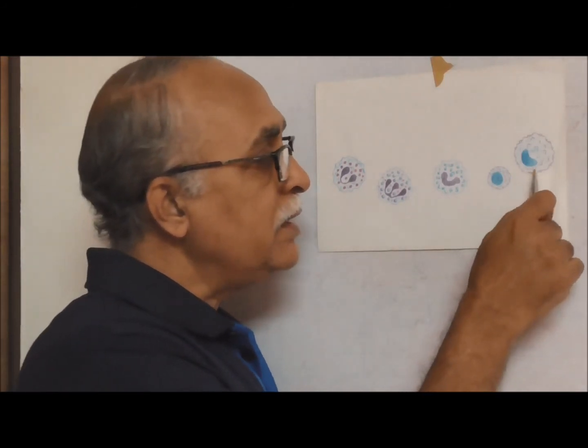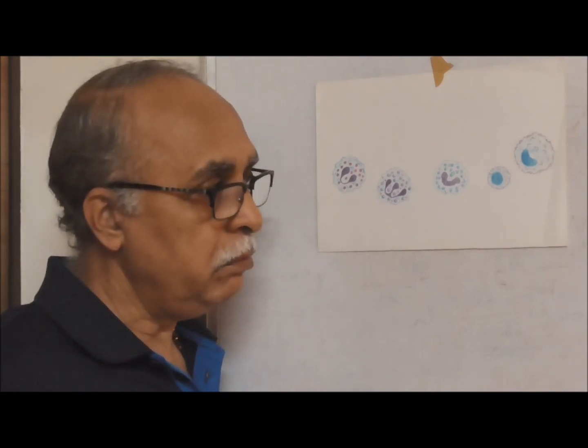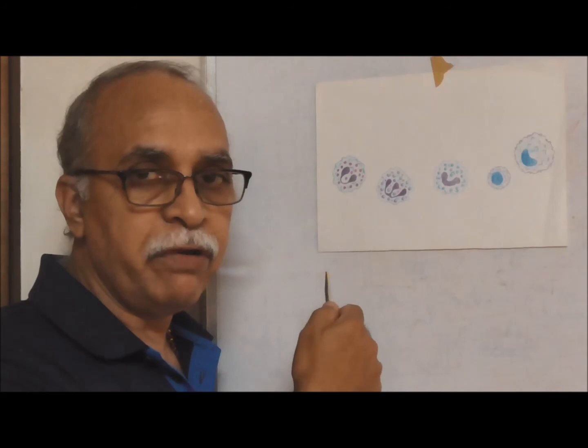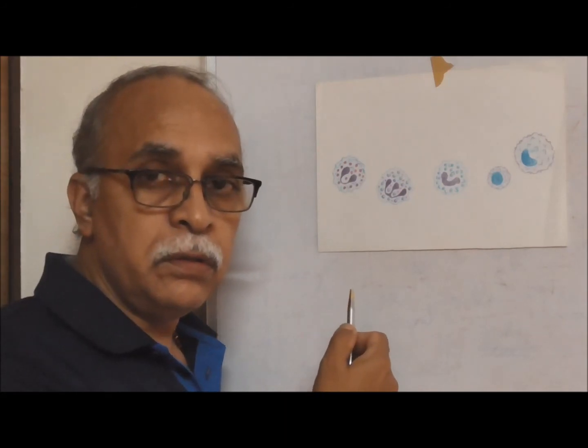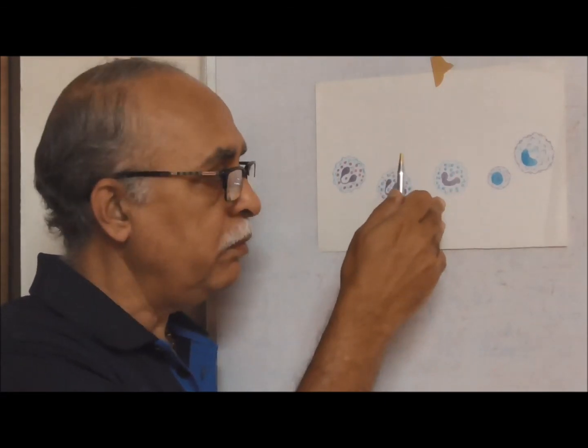Now, these cells are actually capable of coming out of the blood capillaries, reaching out to the tissues, performing their functions, and if required, getting back into the blood capillaries. This ability is called diapedesis.